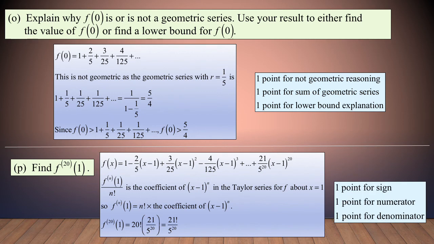3 points for this problem, 1 point for the sign, 1 point for the numerator, 21 factorial, and 1 point for the denominator, 5 to the 20th power.